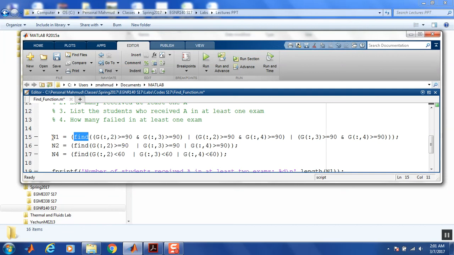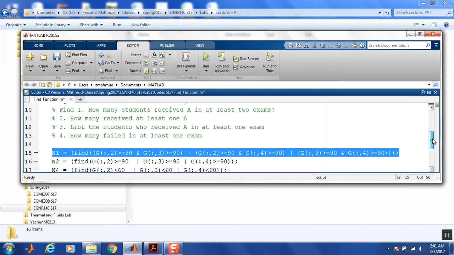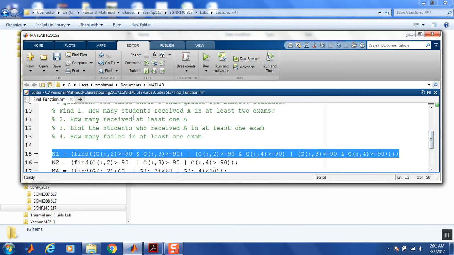So this is going to give me the answer for the first question. Then the second question says, how many received at least one A.